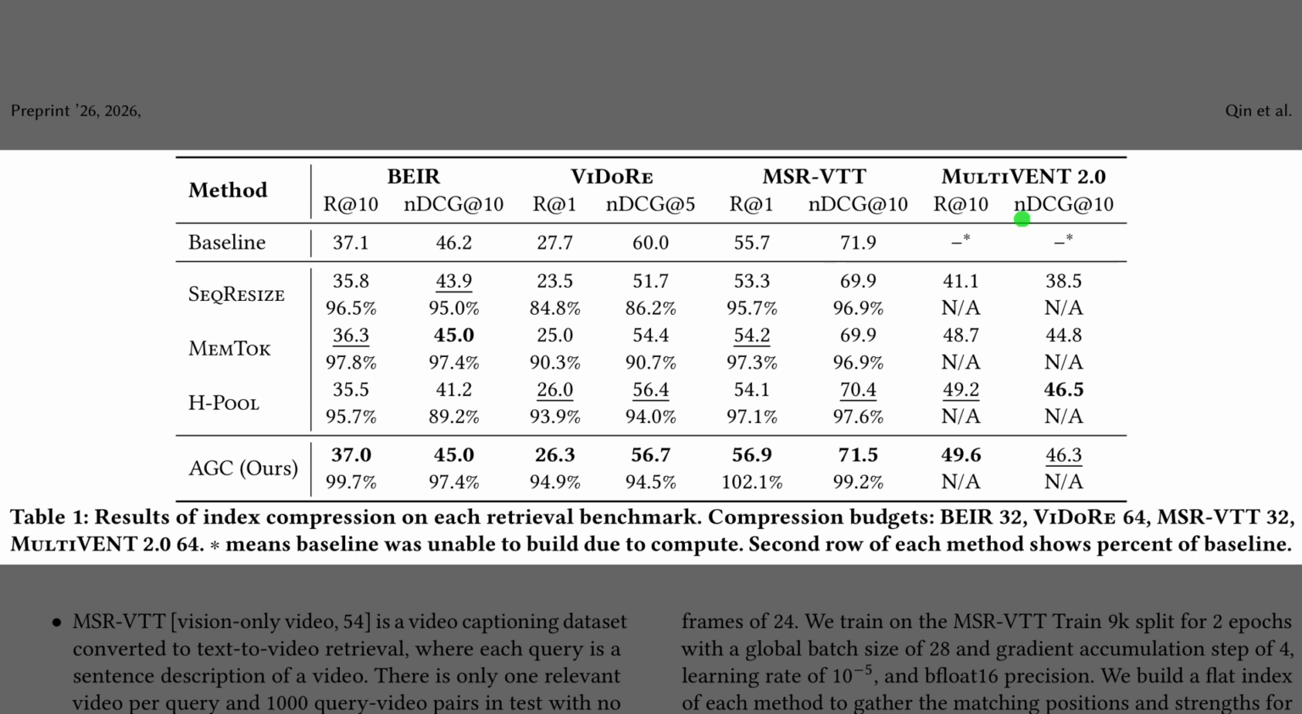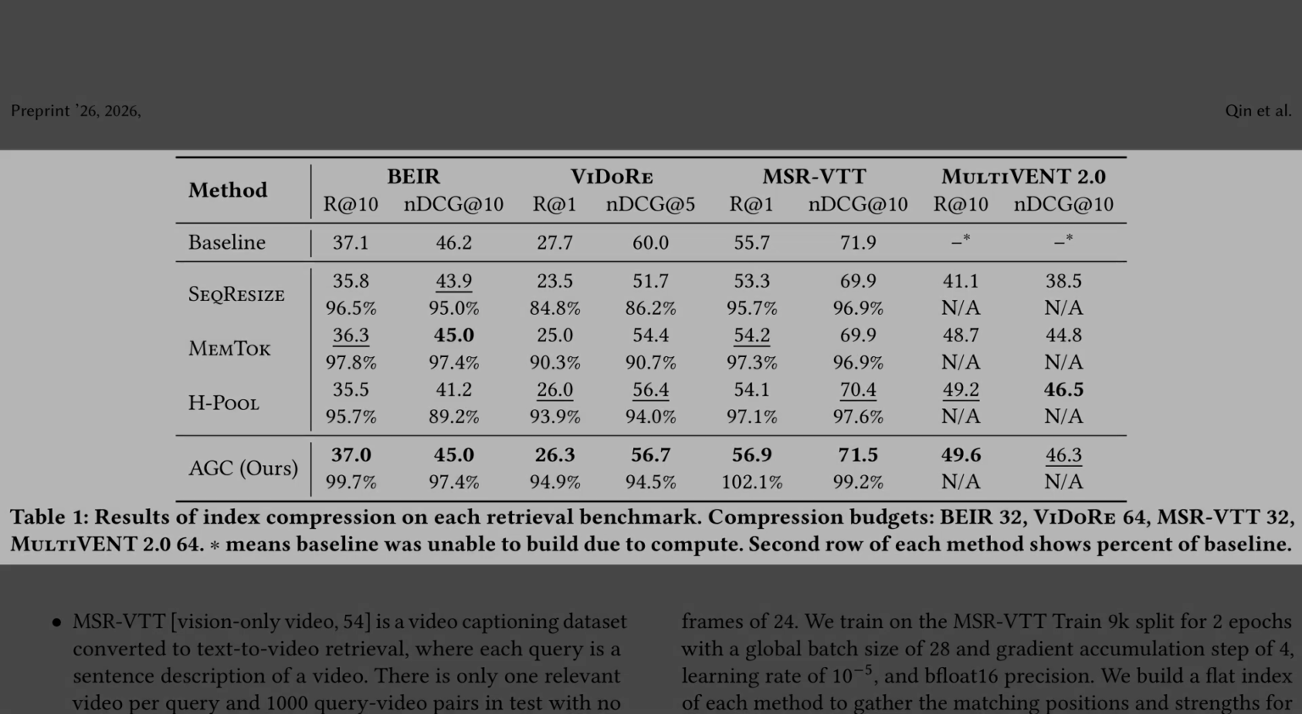Finally, on the far right, under Multivent 2.0, the baseline entries are blank because the uncompressed index was too large to compute, while the compressed versions handled the scale easily.